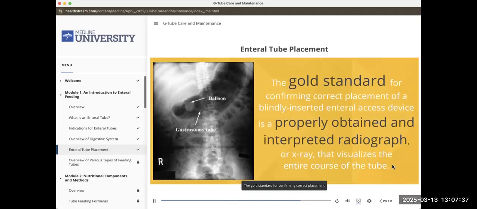The gold standard for confirming correct placement of a blindly inserted enteral access device is a properly obtained and interpreted radiograph, or X-ray, that visualizes the entire course of the tube.